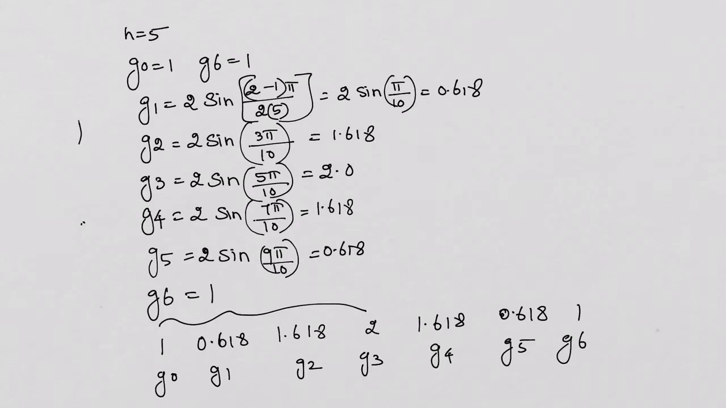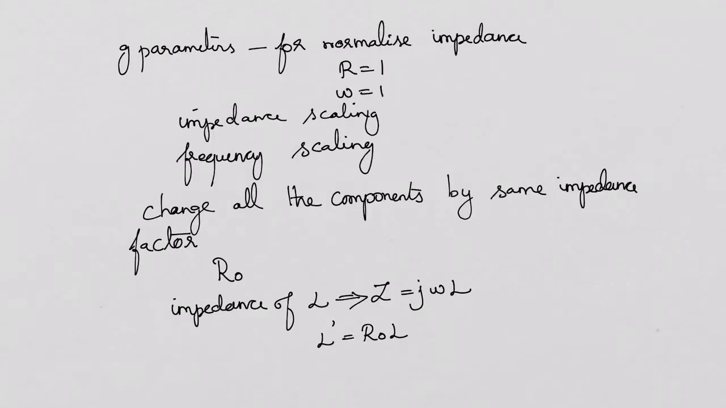Similarly, you can determine G2, G3, G4, G5, and when you write all these values, look at the relationship between them. The G parameters are symmetrical about the center value G3. So G2 and G4 are equal, G1 and G5 are equal, and G0 and G6 are equal. It is sufficient to calculate only half of the parameters, and the remaining parameters can be determined easily from the other values.